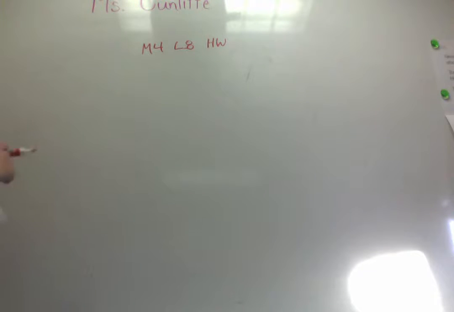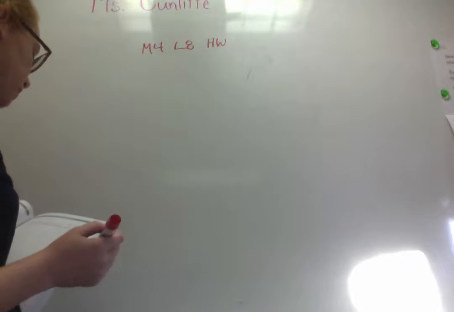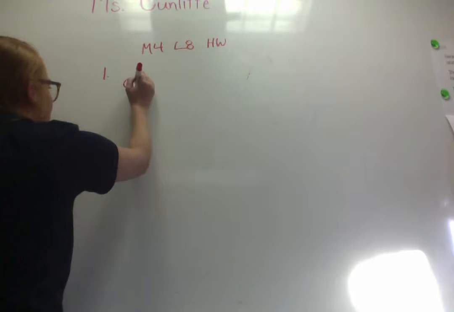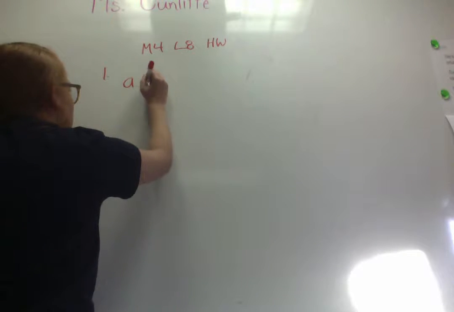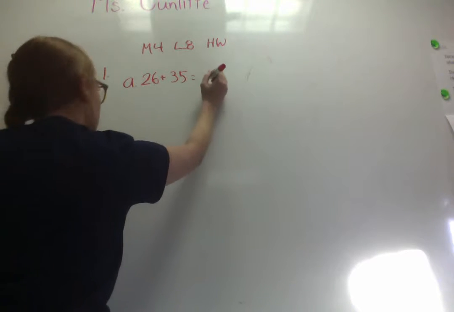We are on number 1. The directions say solve vertically. Draw and bundle place value disks on the place value chart. So we have number 1. We're working specifically on A. A says 26 plus 35 equals what?